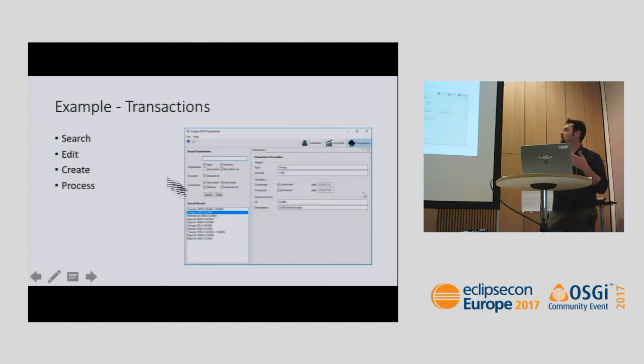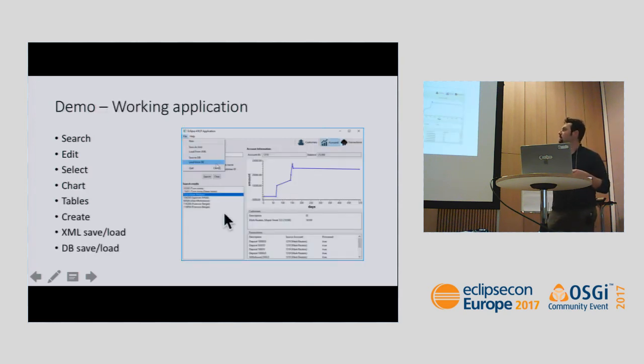The transaction also is basically the same. You can search, edit, let's say create. You cannot see the widget that I added here because it's an outdated picture. But you can create a new transaction, process, execute some data which is basically stored in the data model, and that's it.